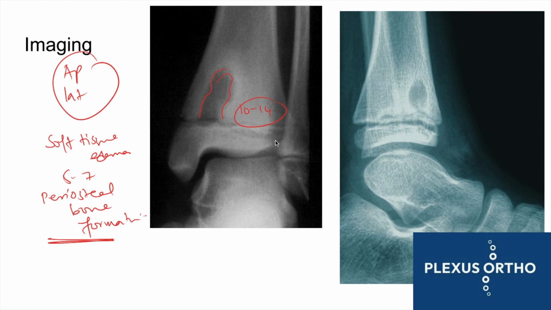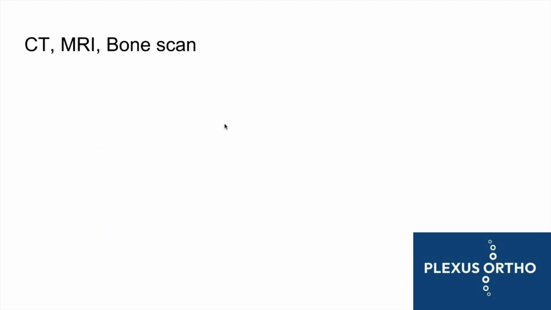Then metaphyseal rarefaction can be seen, and sometimes you can see an abscess as well. This is probably within 10 to 14 days or beyond, where you see an abscess or a cavity in the metaphyseal region. So first, initially you will see soft tissue edema in the X-rays. In 5 to 7 days you will see periosteal bone elevation. In 10 to 14 days you will see osteolysis and more radiolucency, and abscess formation can be seen.